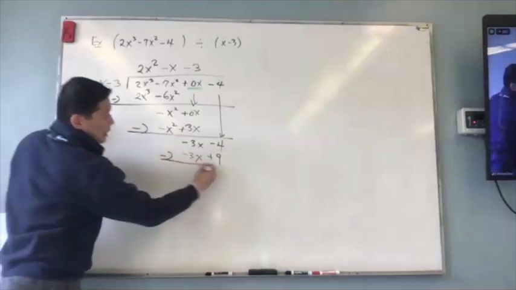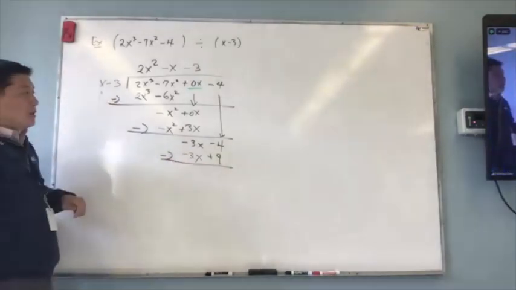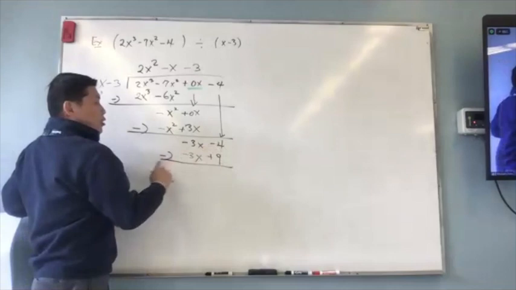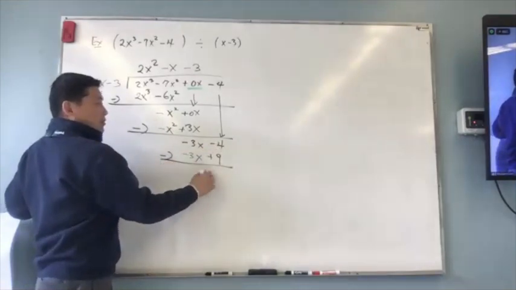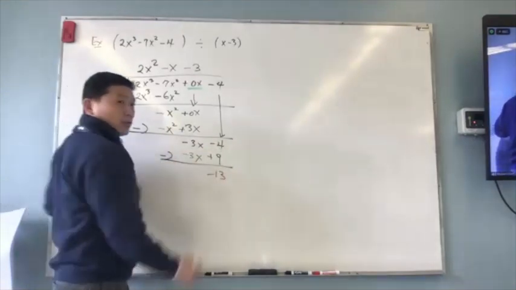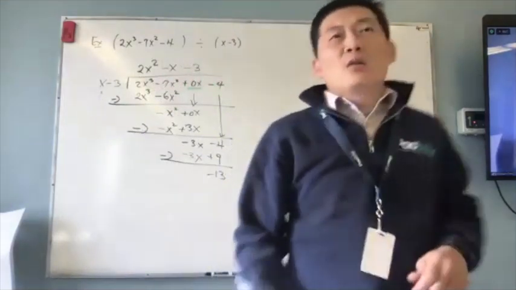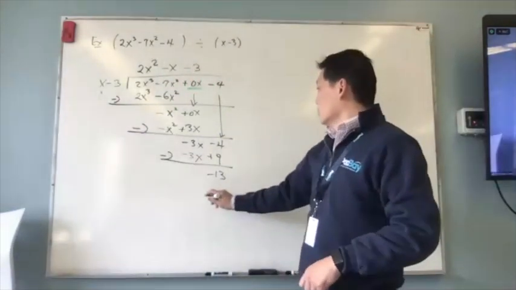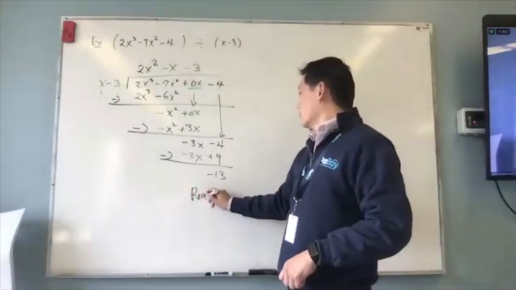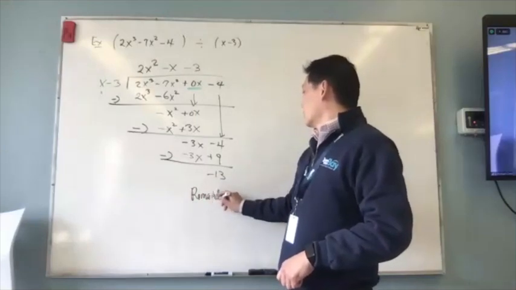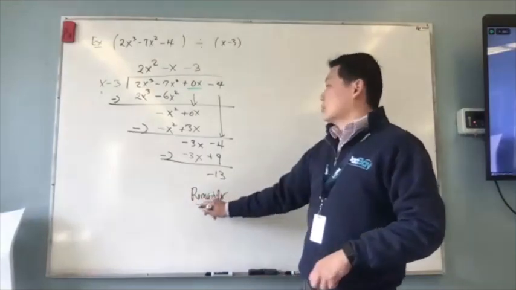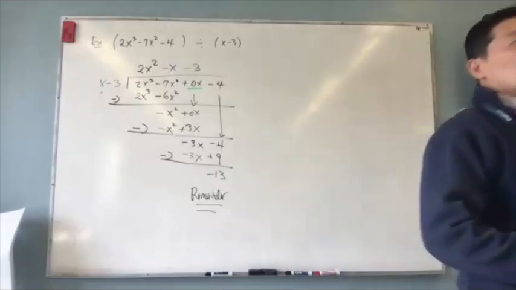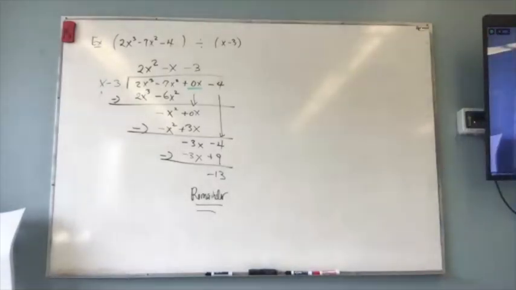Subtract, half parenthesis, a line across. Negative 4 minus 9 gives you negative 13. So you end up with a remainder, right? This is a remainder. Remainder negative 13. You good?